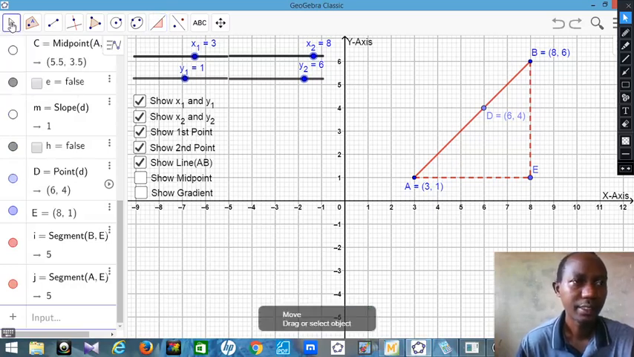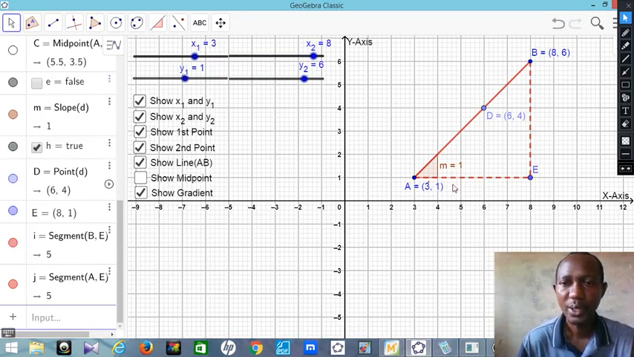Or I can get it here, show gradient. You can see show gradient. If I click on show gradient, you see the gradient is 1. What did they do here? You can see the sketch the system did here.